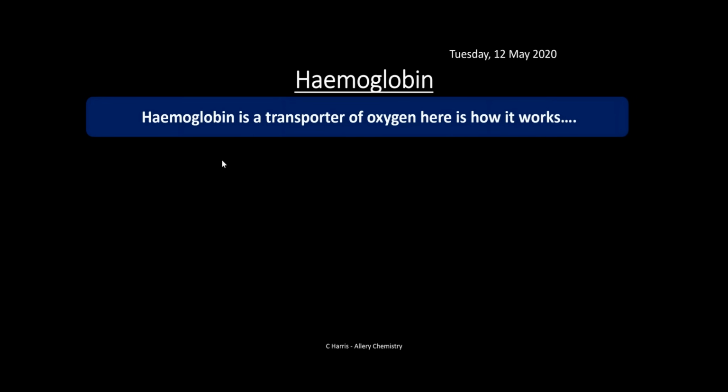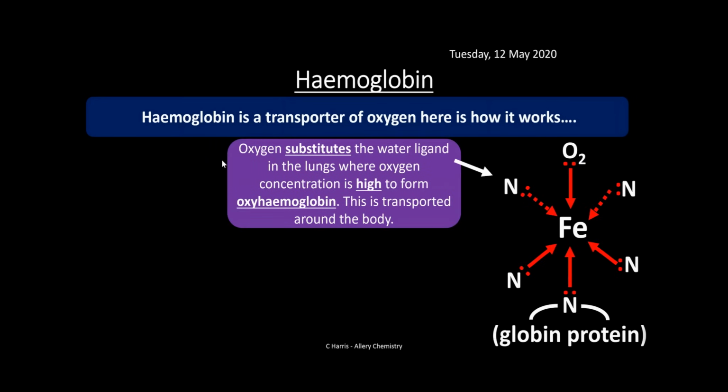Okay, so like we say, it is a transporter of oxygen. So we're going to see how this works. So simply, oxygen substitutes the water ligand in the lungs where oxygen concentration is high, because obviously that's where we breathe in air, which contains oxygen. There's loads of oxygen in there. So what happens is the oxygen binds as a ligand to the top of the hemoglobin molecule with the coordination bond obviously at the top there.